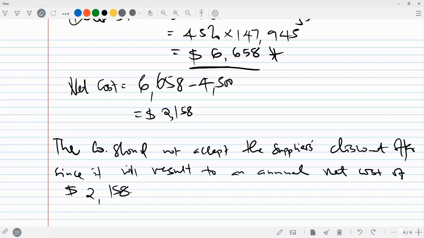And that's it. That's what you're meant to have done in that particular question. You're comparing benefits versus cost. Clear?